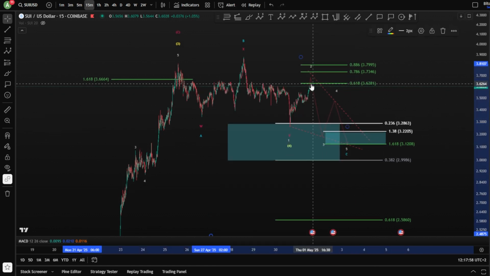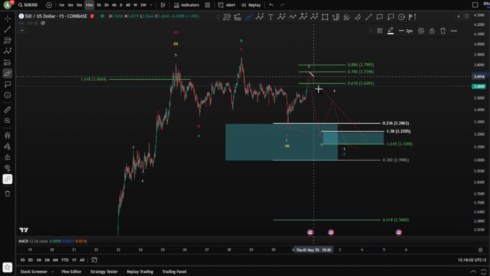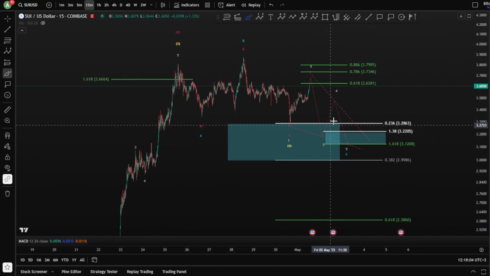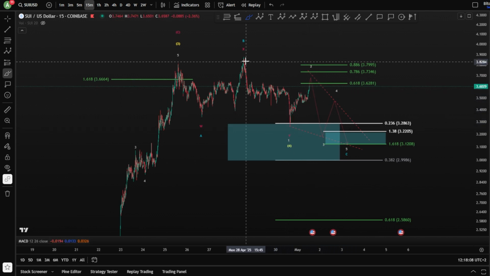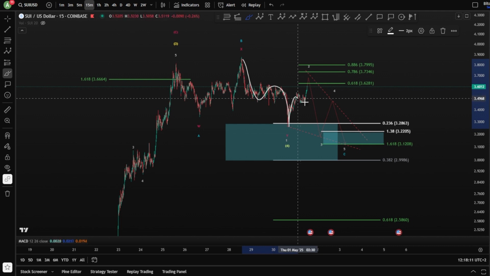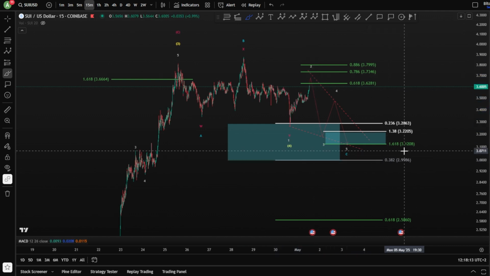Yeah, so for a wave 2 between those fib levels, and then potentially moving toward the downside for a wave 3, as a zigzag. You would like to see, of course, a zigzag as well, as we saw here. So we're gonna see how things are going to unfold.